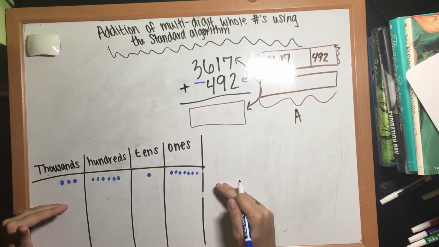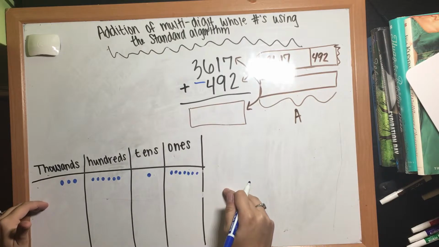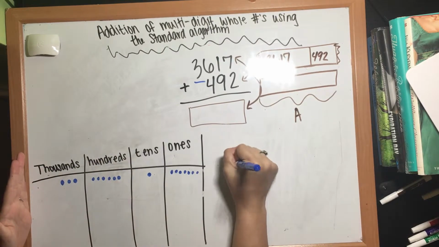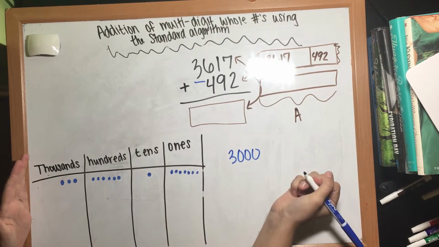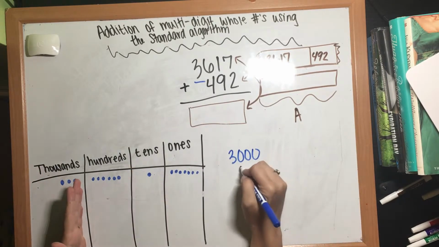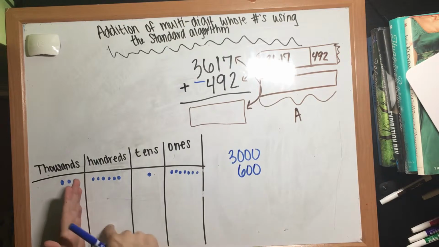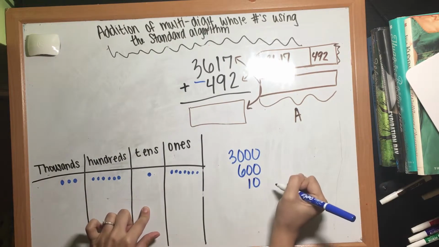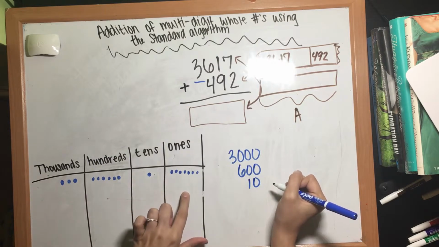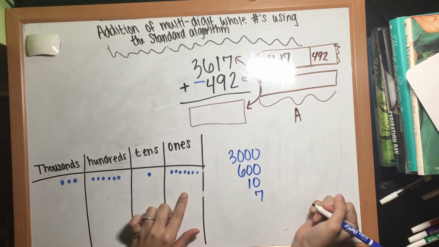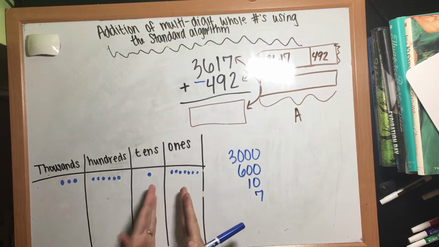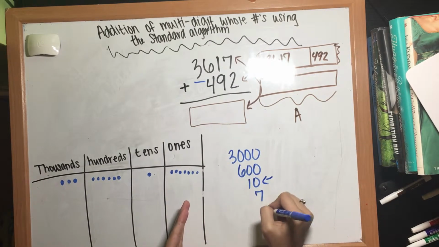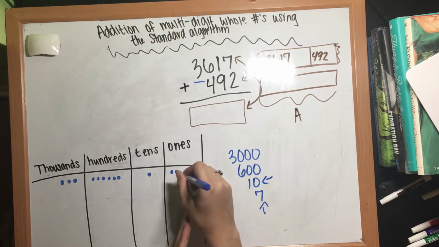Now at this point, it would be very beneficial to remind them that 3 in the thousands place represents 3,000. A 6 in the hundreds place represents 600. 1 in the tens place represents 10. And 7 in the ones place represents 7. Because when they're regrouping, they're going to know that 10 is too big of a number to put in the ones place. So they have to move it.